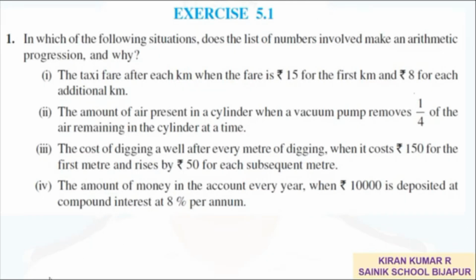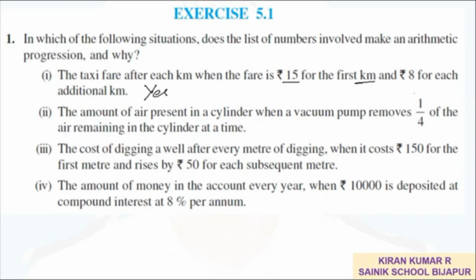Here I have brought in some questions from the textbook, exercise 5.1. Look at the first question here. In which of the following situations does the list of numbers involved make an arithmetic progression, and why? The first one is the taxi fare after each kilometer, when the fare is rupees 15 for the first kilometer and rupees 8 for each additional kilometer. Does it form an AP?